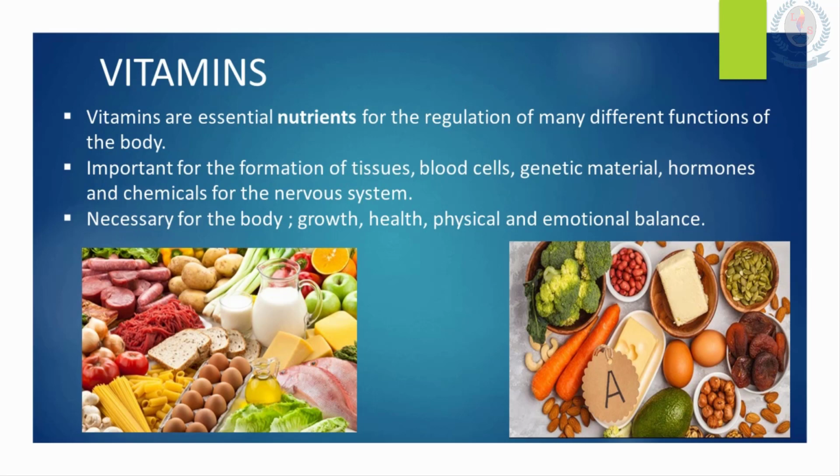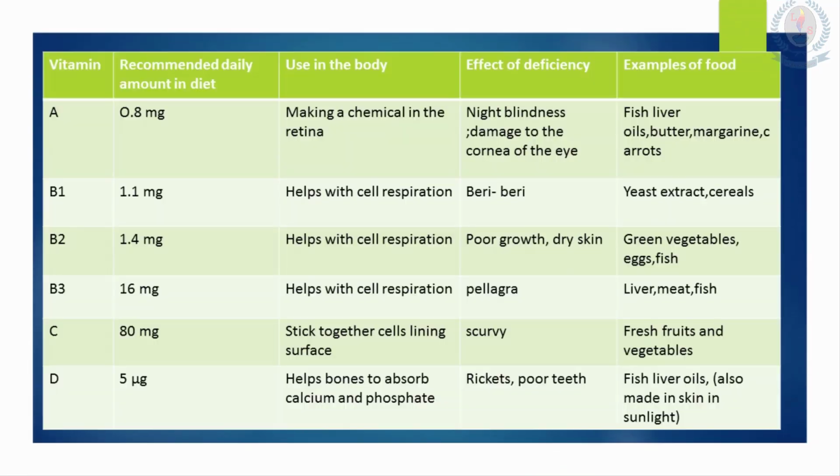Some vitamins, like vitamin C, help us absorb iron from plant foods, and vitamin D helps us absorb calcium. Vitamins A, C and E all have an antioxidant effect too. Here we will see some of those vitamins in detail.